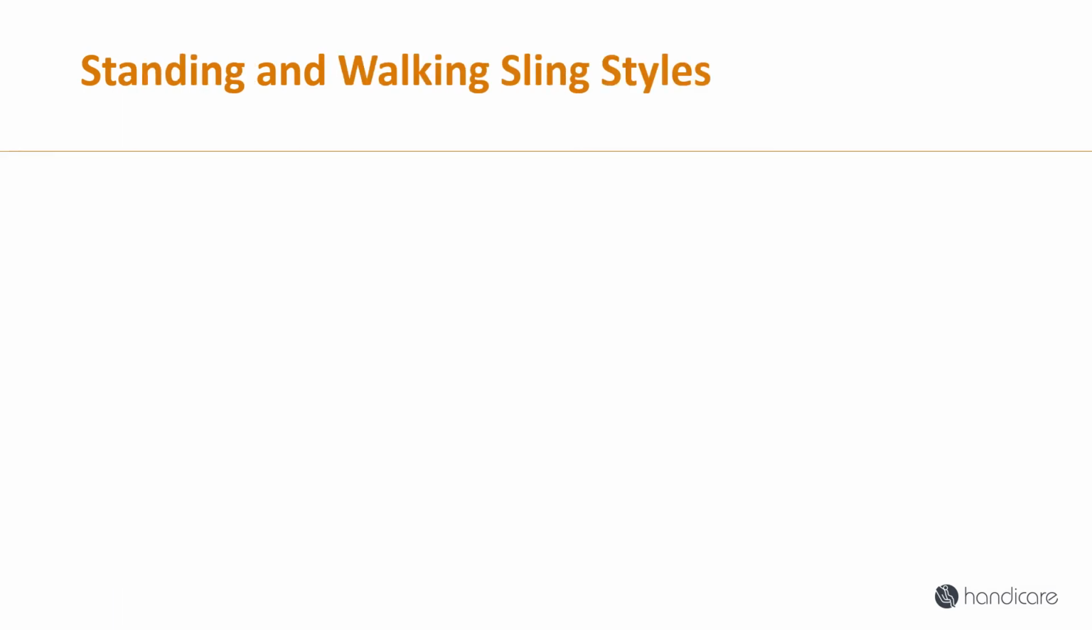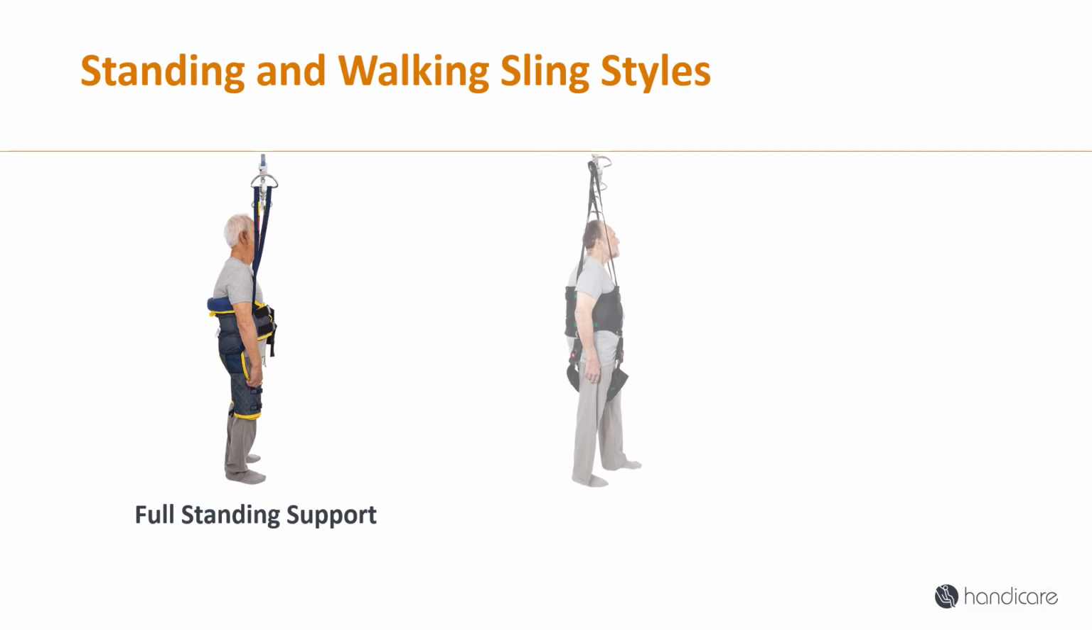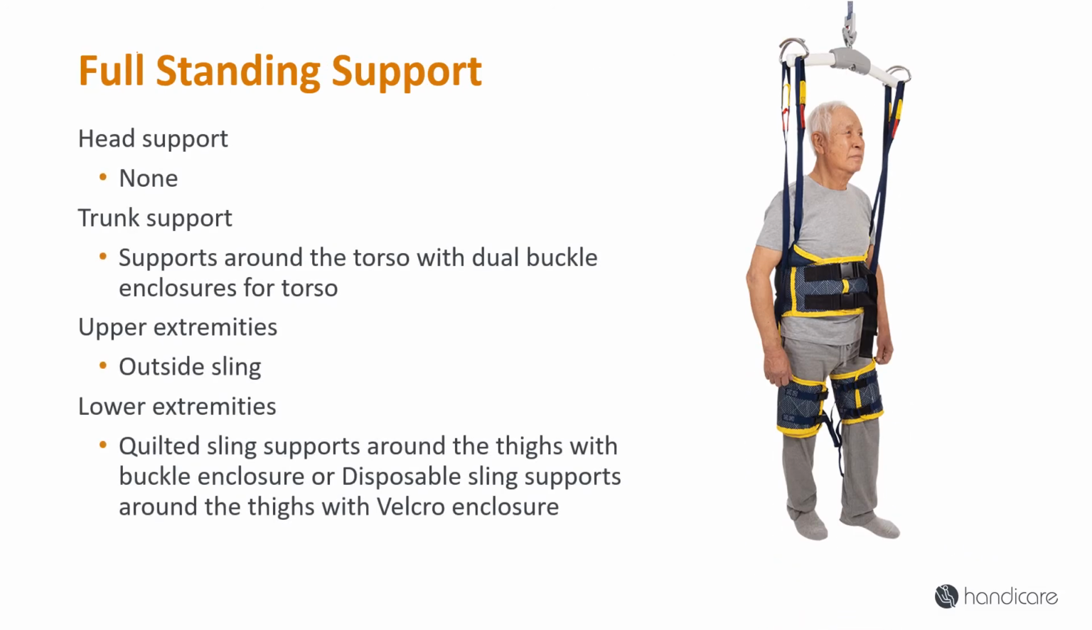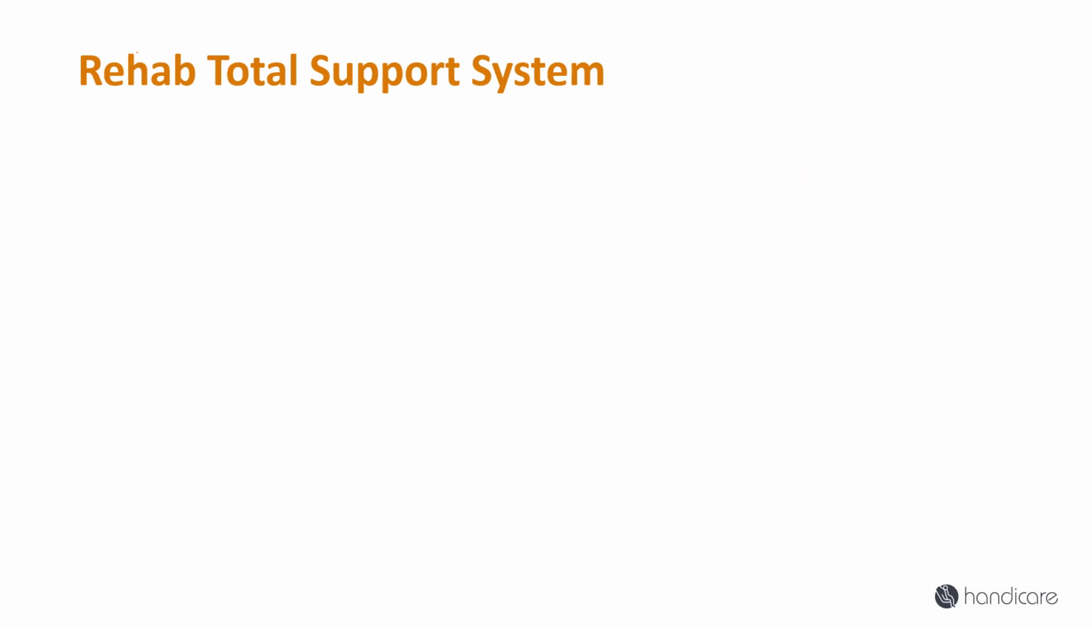Lastly, we have the standing and walking slings designed to provide support for fall prevention programs, transfers, standing, and gait training. The full standing support sling offers support around the torso and thighs with quilted fabric and buckle enclosures. This sling is available in a variety of sizes from small to extra large and has a safe working load of 600 pounds. For sizing, the resident's waist circumference will be required.